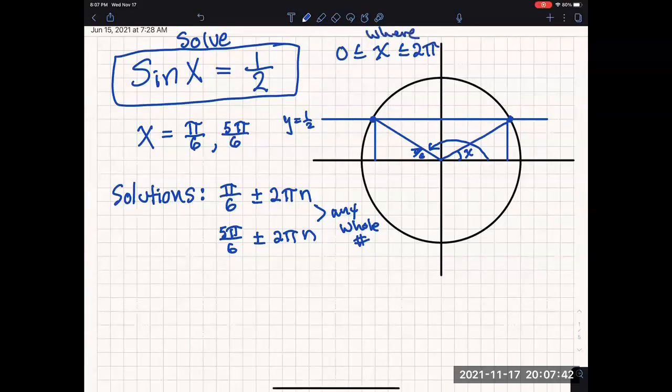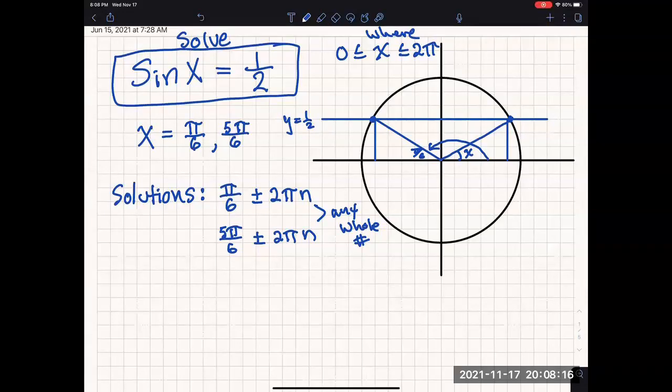So if we had this restriction on x, that would mean that of all the infinitely many solutions for x, I only want the ones that are within one rotation on the circle from 0 to 2 pi. And that would mean that I would then discard everything that I got by going around the circle again and again and again, and I would only have the two solutions I had, pi over 6 and 5 pi over 6, because any others would then be larger than 2 pi or less than 0 if I added or subtracted some multiple of 2 pi.